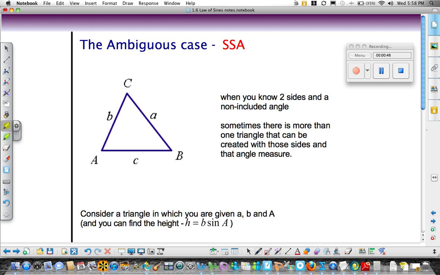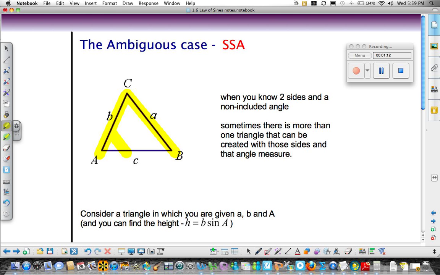So in this particular case, we might be looking at maybe side B, side A, and we know angle A. So that angle that we've been given, we call that non-included because it's not the angle that the two sides we have values for make. Okay? So this is in the relationship of side-side angle.